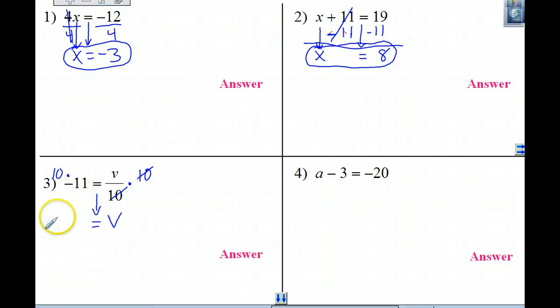10 times negative 11. Negative 110, or negative 11 with a 0. Remember, when we multiply by 10, you just add a 0 to the other number. All right? And usually we like to do one more step here. If the variable's on the right-hand side, let's do one more step. Still line up the equal sign, like so. So put v equal to negative 110.